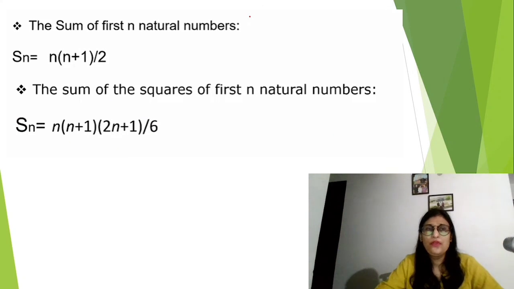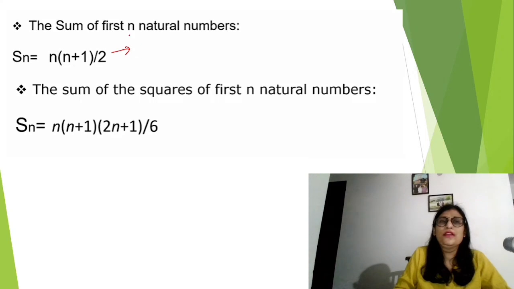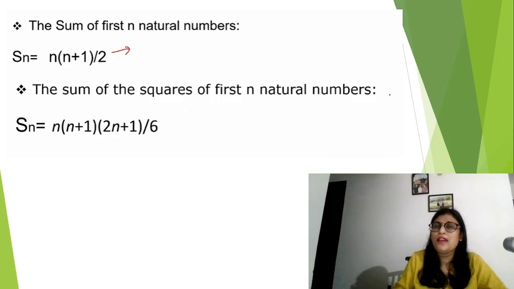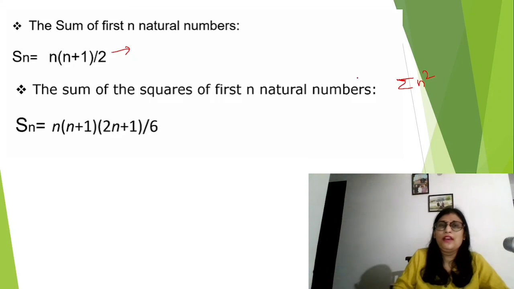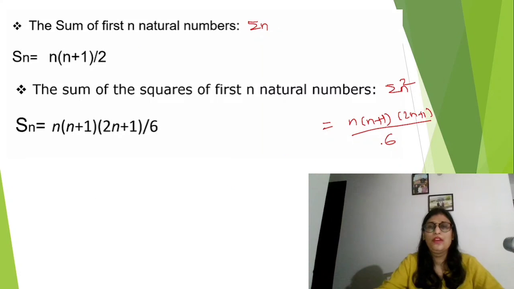Now similarly we have two more formulas. Sn equals n into (n plus 1) divided by 2, which we have used also in the first slide, for finding the sum of the first n natural numbers. Similarly, we can find the sum of squares of the first n natural numbers, which we denote as summation n square, and this we denote as summation n. The formula for that is n into (n plus 1) into (2n plus 1) divided by 6.